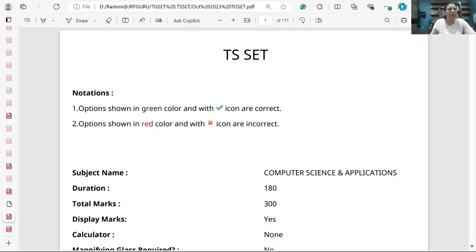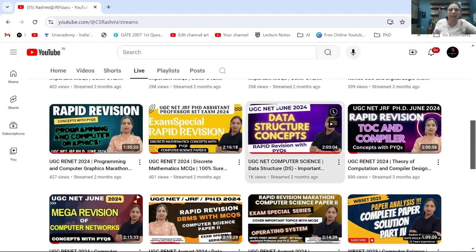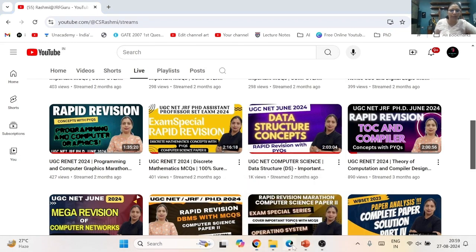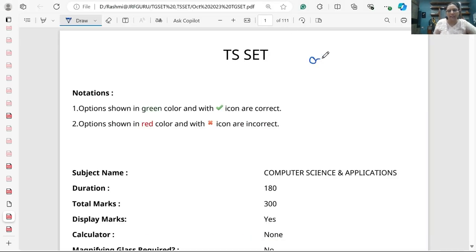Let's start with your solution. This is the last year question paper, and it was conducted in October 2023. It is a solved paper, but I am going to discuss all these answers.